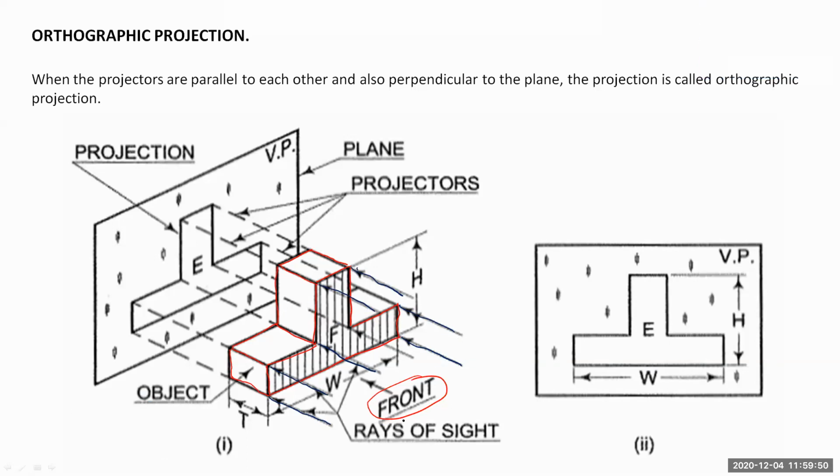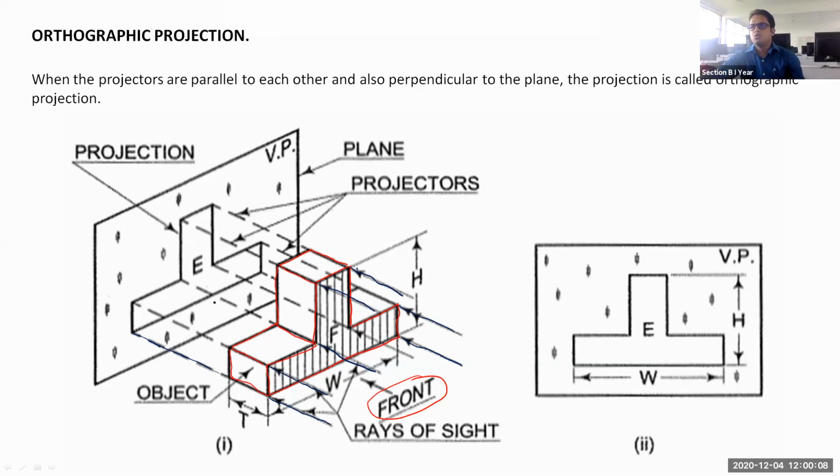Okay, so these are your light rays or the projector lines. Here it is represented by dashed lines, but don't use dashed lines. I told you in the first class that dashed lines are used for hidden lines. For projector lines you can use thin lines.